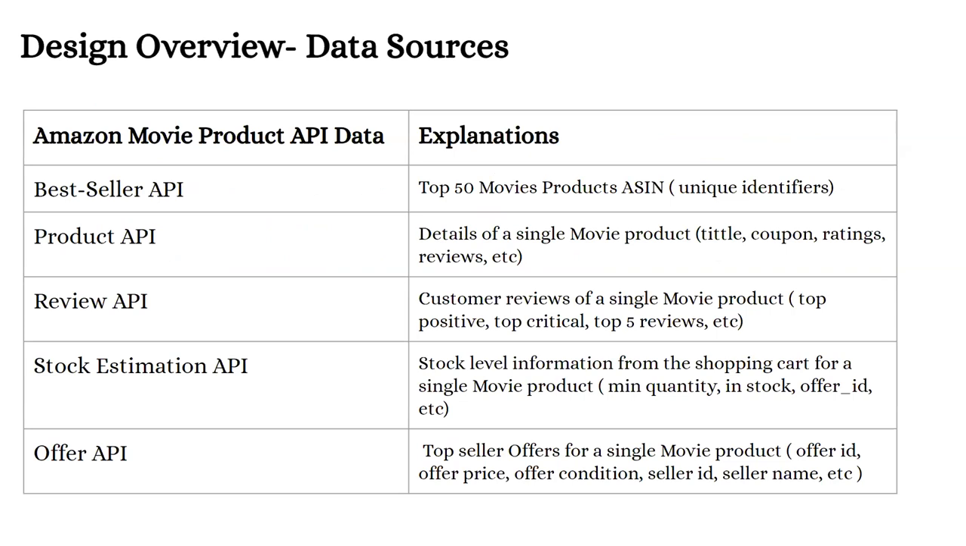We use the Amazon Movie Product API data as our key data source, and we use the following 5 parameters to call the API and to get the comprehensive product data information. From a bestseller data API, we could get the top 50 bestseller movie products, and for each individual movie product, we got its name information, coupon information, customer reviews, stock level information, as well as offers and sellers information.